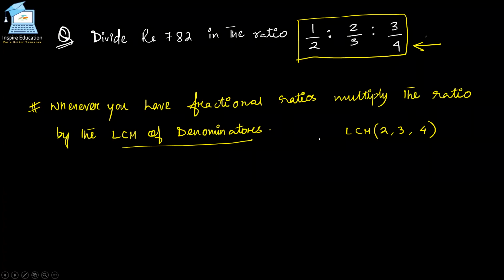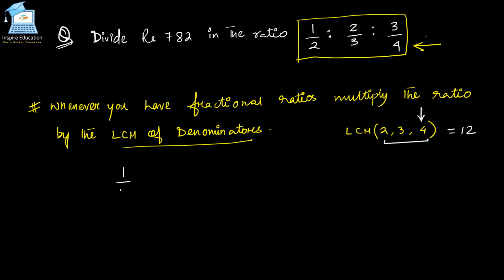LCM. Always try to search for the LCM in the table of the highest number. The highest number is 4, so search for the LCM in the table of 4. Like 4 into 1 is 4, which is divisible by 2, but not divisible by 3. Let's search more. 4 into 2 is 8, which is divisible by 4, divisible by 2, but not divisible by 3. 4 into 3 is 12. So 12 is divisible by 4, divisible by 2, divisible by 3. So 12 is a particular number which is divisible by all of them. So 12 is the LCM.